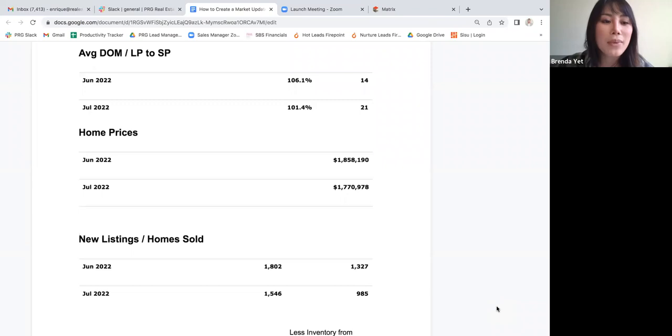So for the month of June to July, the average days on market has increased by 7 days. For home prices from June, they have decreased 180,000 from June to July, and new listings have also decreased. In June, there are 1,800 homes listed and 1,300 homes sold. And in July, there are 1,500 homes listed and 985 homes sold.